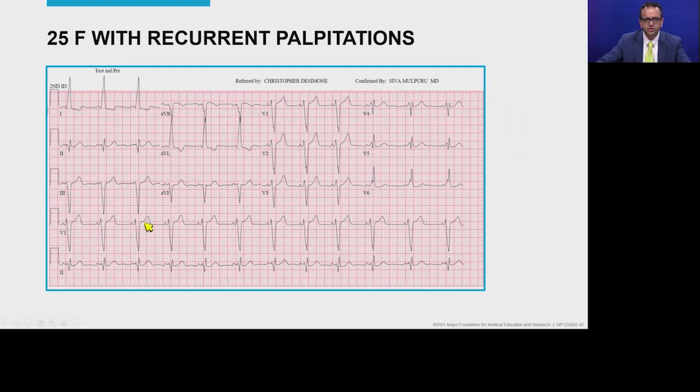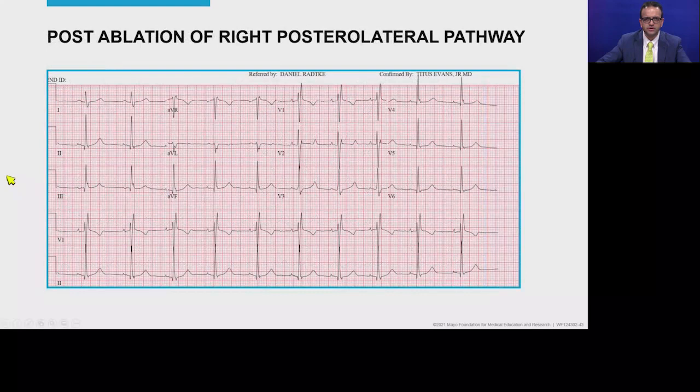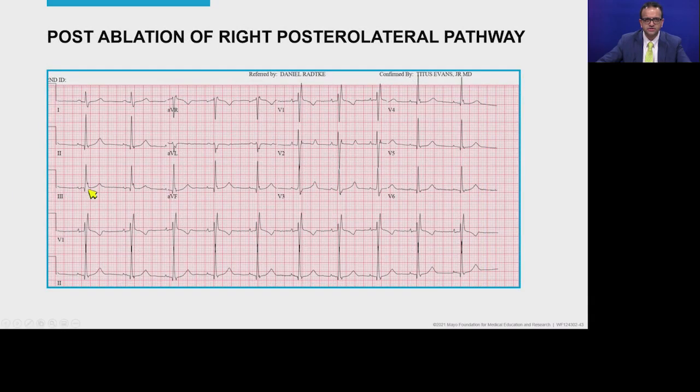Now coming back to our patient, so this patient actually had a posterolateral accessory pathway, and after ablation, the pathway is gone, and now you get a right bundle branch block pattern. Again, important to know that the right bundle branch block pattern is present. If it was not present after the ablation, think there's another accessory pathway, and that needs to be mapped and ablated as well.